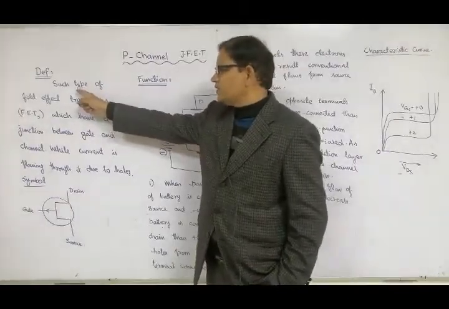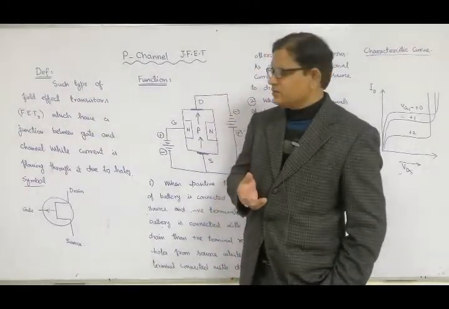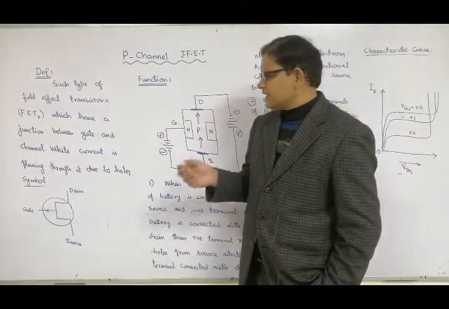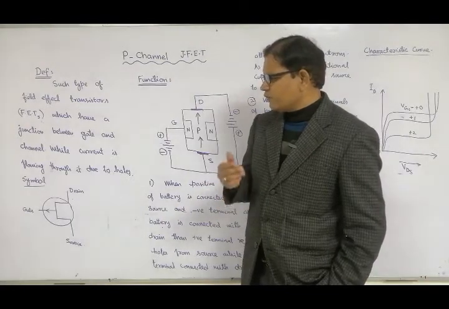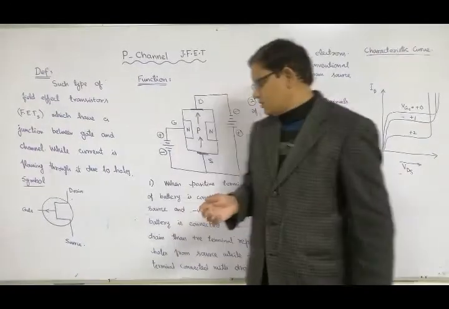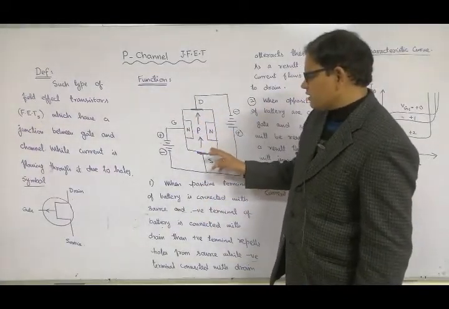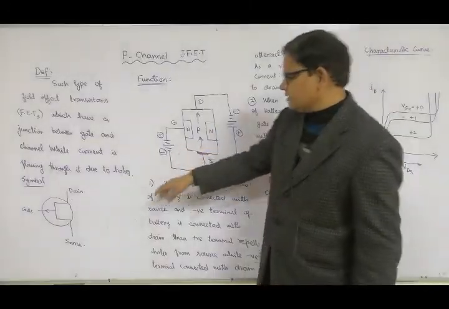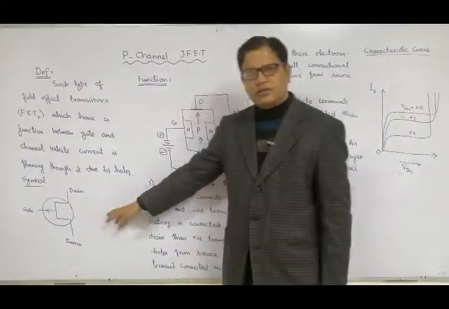As per definition, it states that such a type of field effect transistor has a junction between gate and channel, while current is flowing through it due to holes. The basic thing is that its construction is very different. Here we have the internal construction of this symbolic configuration, which is basically the field effect transistor.